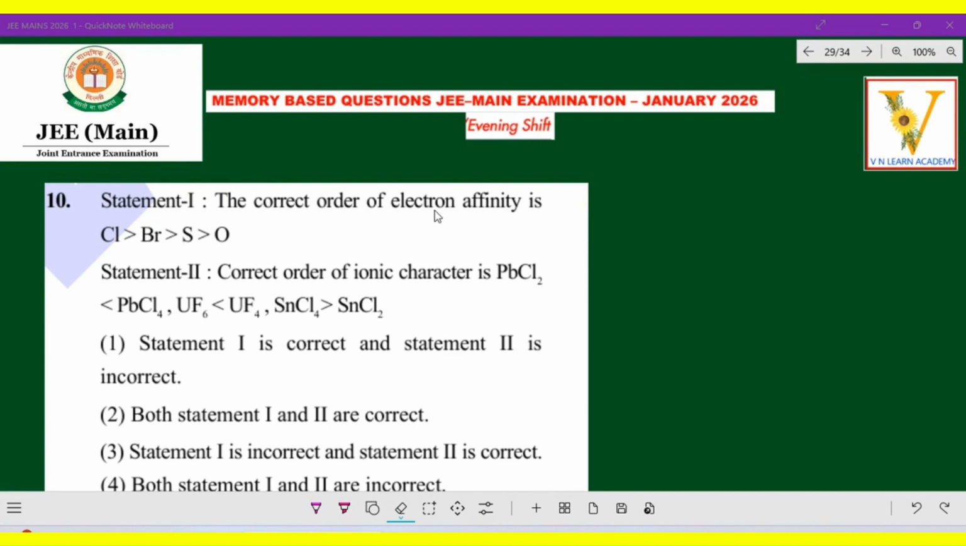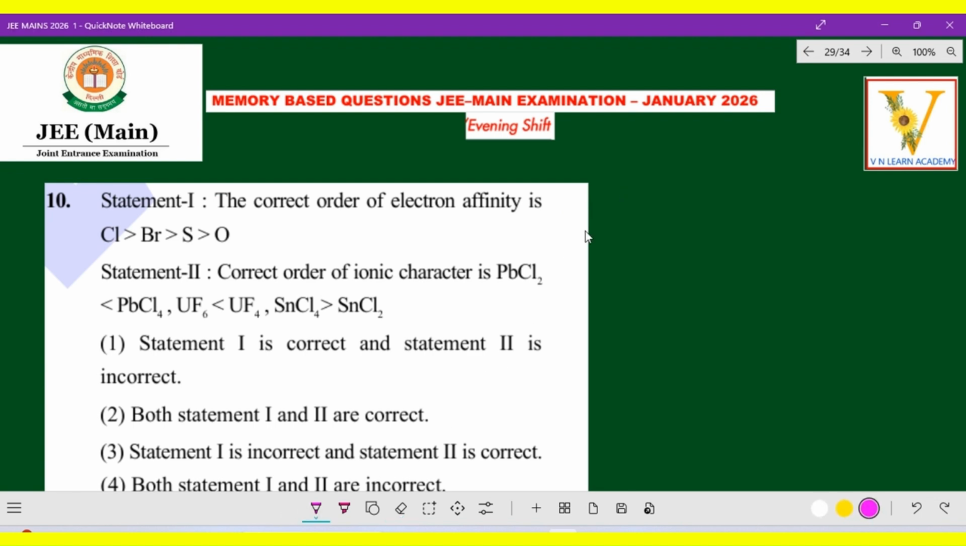The next question: statement 1, the correct order of electron affinity is Cl is greater than Br, greater than S, greater than O. And statement 2, the correct order of ionic character is PbCl2 lesser than PbCl4, lesser than UF6, lesser than UF4, and lesser than SnCl4, greater than SnCl2. Now here statement 1 has mentioned electron affinity.